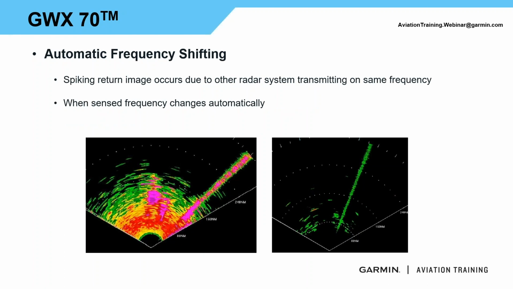Automatic frequency shifting. So spiking can occur if you have multiple radars in the same vicinity operating on the same frequency. But don't worry if you see something like that on the left-hand side for a second. Just give it a little bit. Automatic shifting is going to occur, so we'll shift the radar's frequency to another frequency, and you just give it a pass or two, and it should take care of itself.